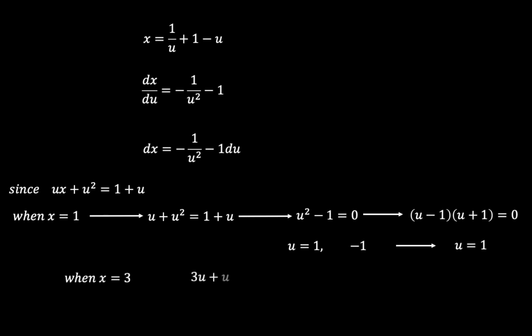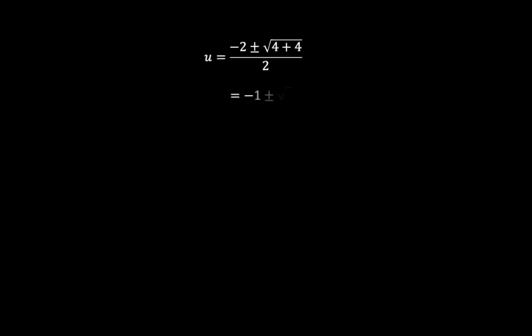When x equals 3, that means 3u plus u squared equals 1 plus u, and therefore u squared plus 2u minus 1 equals 0. Using the quadratic formula, u equals negative 2 plus or minus the square root of 4 plus 4, over 2. And therefore u equals negative 1 plus or minus the square root of 2.